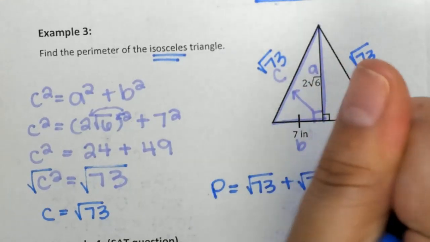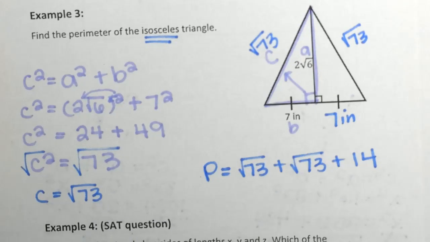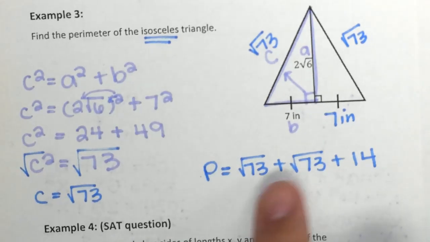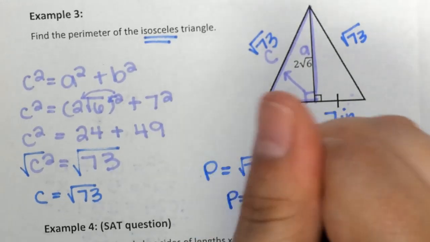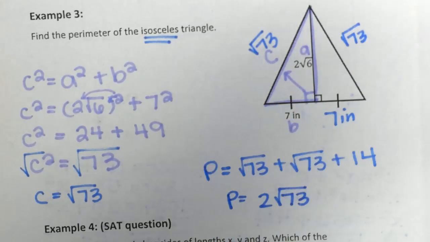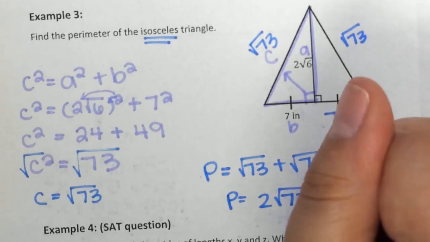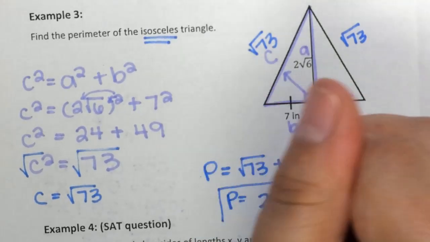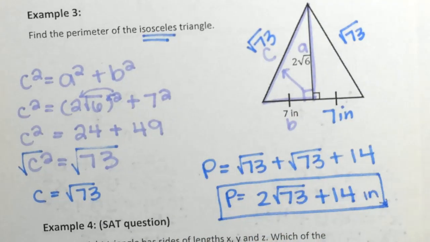Add all 3 sides together. And unfortunately, with radicals, you cannot add them. So you're not going to add 73 plus 73. Look up. The square root of 73 plus the square root of 73 is 2 square roots of 73. You kind of treat it like an x. X plus x is 2x. Square root of 73 plus square root of 73 is 2 square roots of 73. And I'm just going to leave plus 14, and that's my final answer, inches. You can't add in the 14 because it's not a like term.